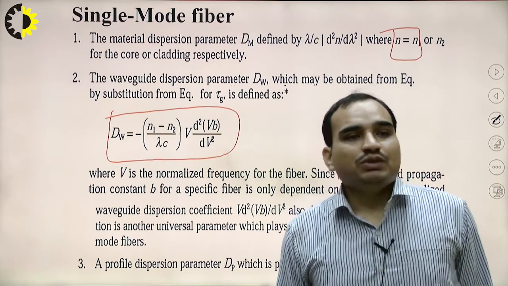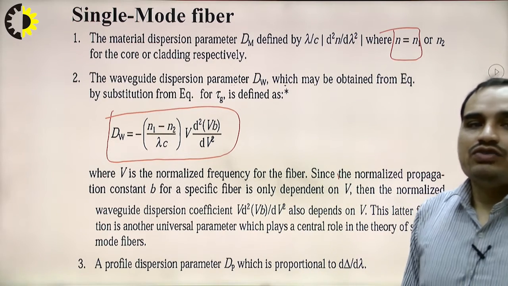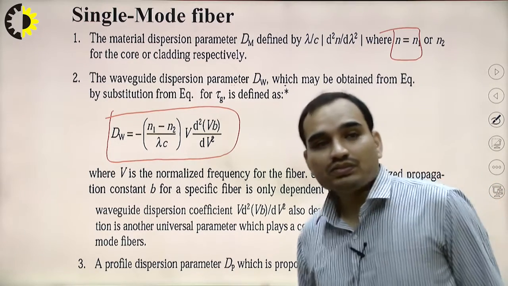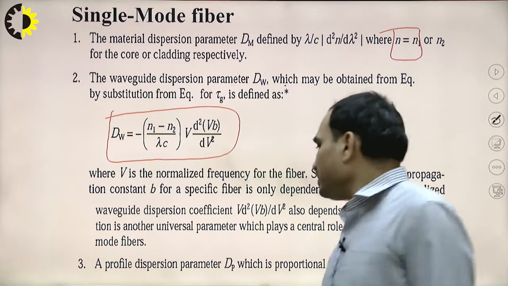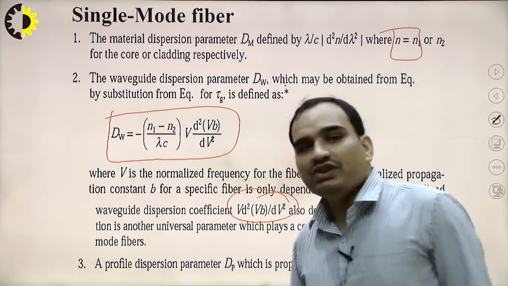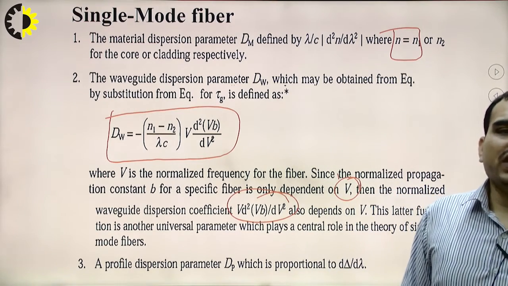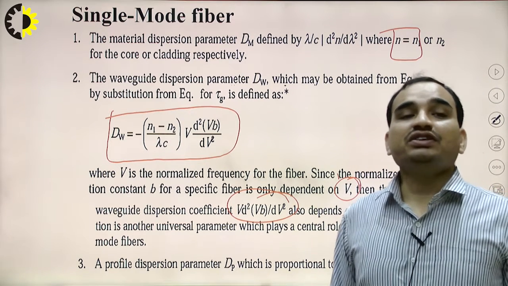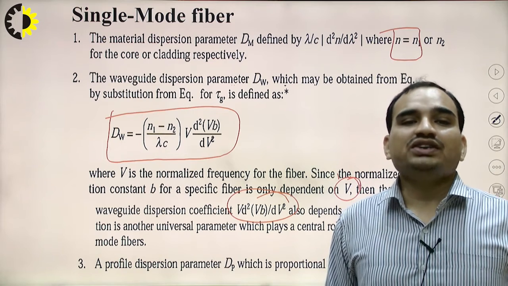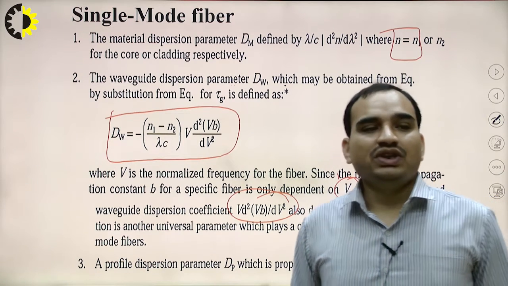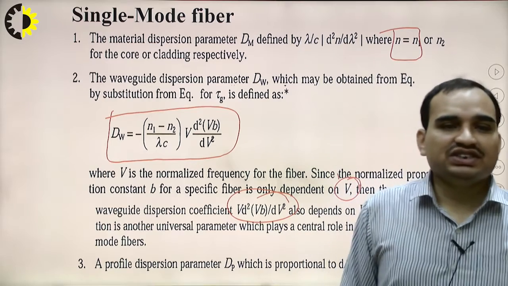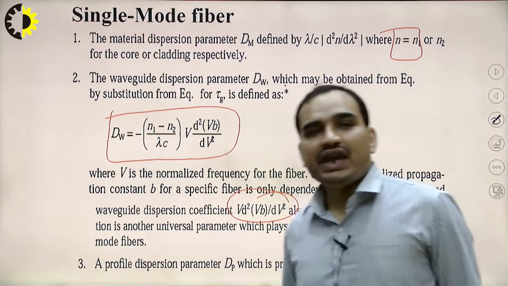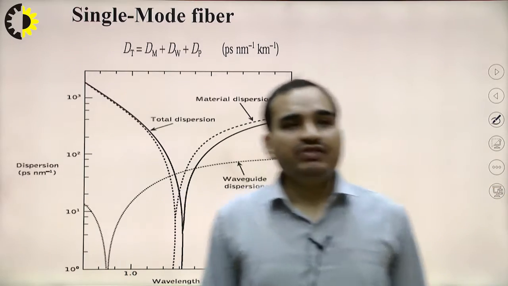Since the normalized propagation constant b for a specific fiber is dependent on V, the normalized waveguide dispersion coefficient, V d2 Vb by dV square, also depends on V. This latter function is also a universal parameter which plays a central role in the theory of single mode fiber. The profile dispersion parameter, Dp, is proportional to d delta by d lambda. Here we can see the graph.